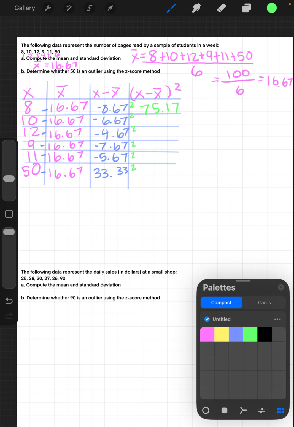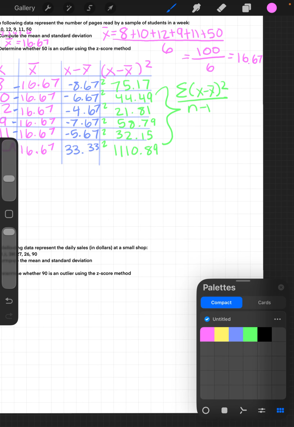75.17, 44.49, 21.81, 58.79, 32.15, and 1,110.89. And our variance is just gonna be all of them added up, divided by n minus 1.